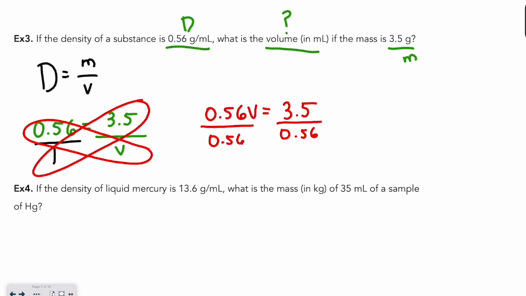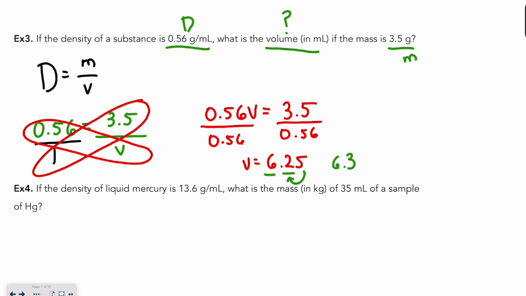So now, in my calculator, I'm going to take 3.5, and I'm going to divide by 0.56, and I get 6.25. So my volume is 6.25. Okay, I got to figure out units, and I need to figure out significant figures. All I'm doing in this problem is multiplying and dividing, and I'm not manipulating any of the values, so I'm just going to be looking at my givens. 0.56 has 2 sig figs, 3.5 has 2 sig figs. So my final answer needs to have 2 sig figs. So I want to keep the 6 and the 2, which means this is going to round to 6.3.